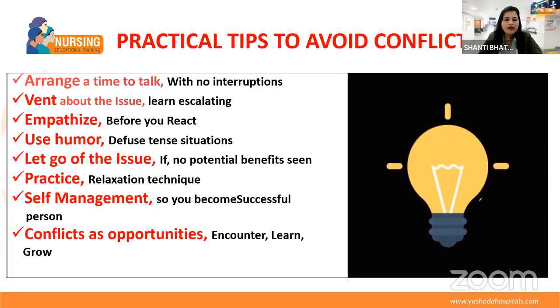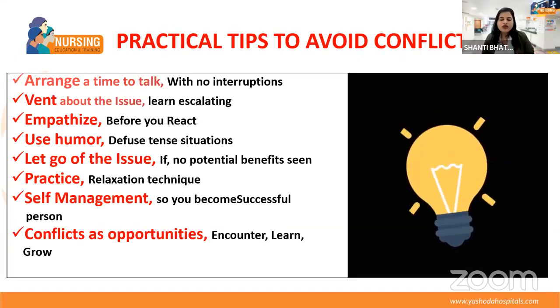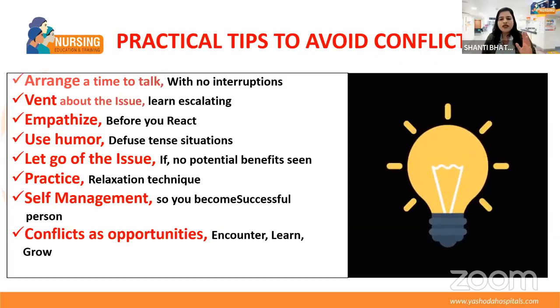And then practical tips. These are very important. Anybody or everybody can practice this. Whenever a nurse knocks on your door and says that she has a problem, always make sure that you have some time, and arrange a time to talk with no interruptions. Please provide privacy so that she has a lot of confidence and talks to you. Let her vent out about the issue, and for that you should also tell her to learn escalating through the matrices. Empathize before you react. You must know what has gone wrong.